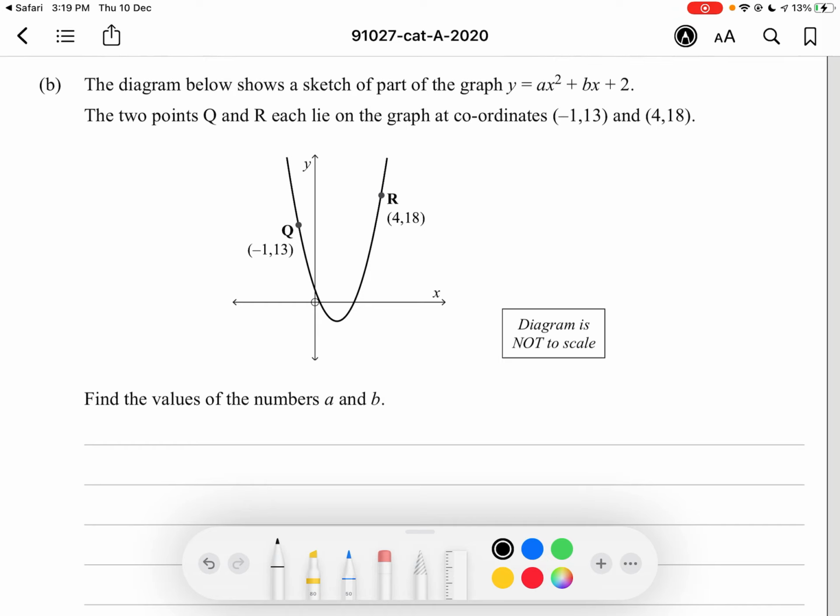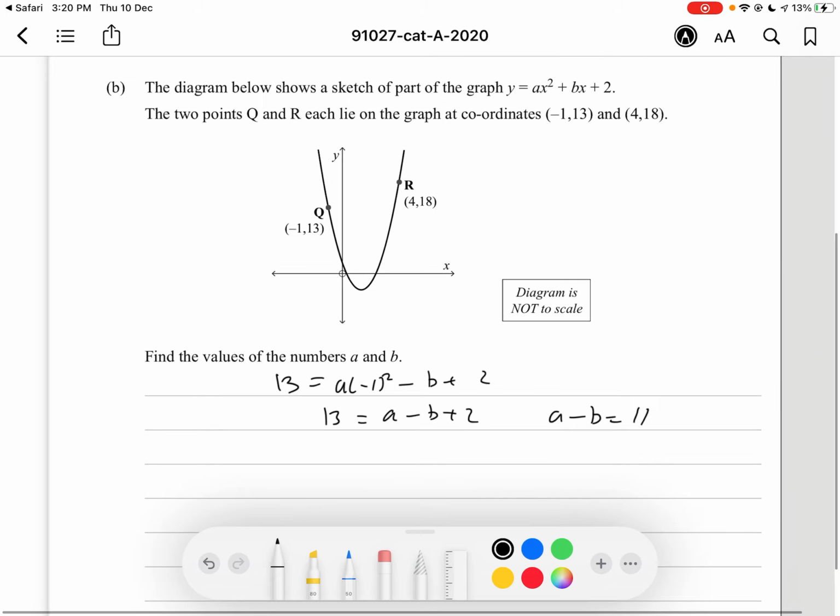So for negative 1, we have 13 equals a times negative 1 squared minus b plus 2. So 13 equals a minus b plus 2. So therefore a minus b equals 11.